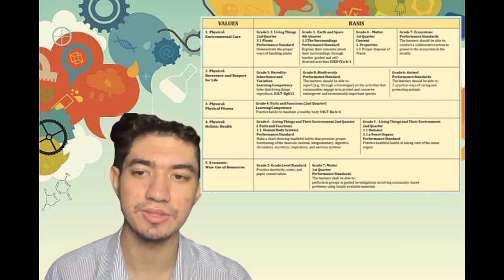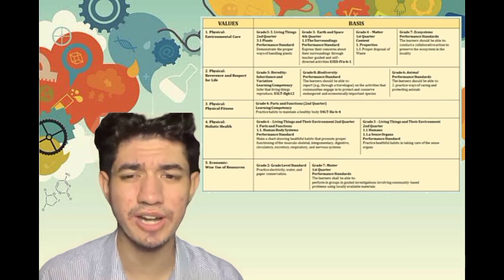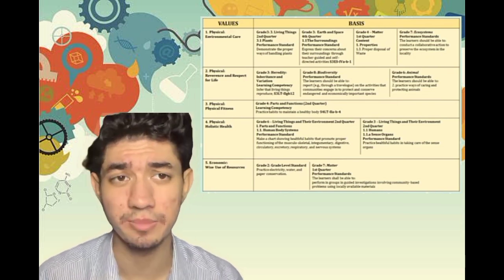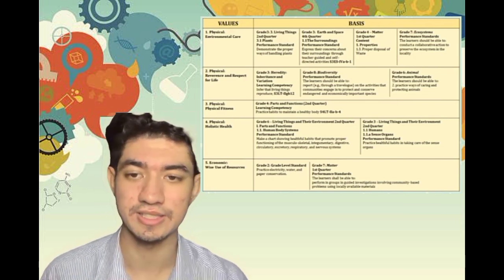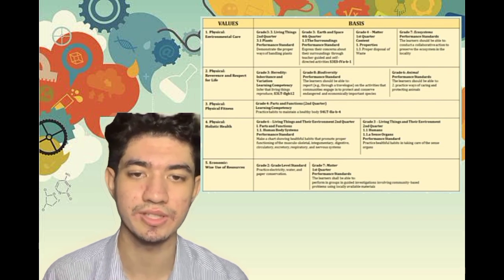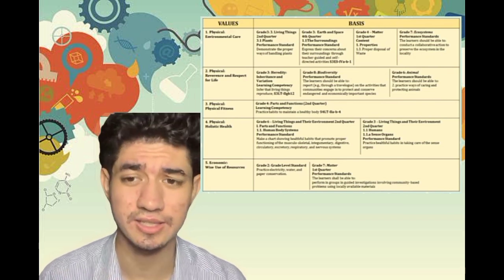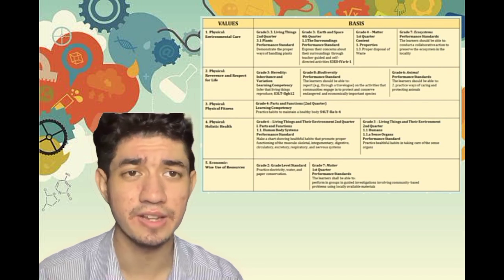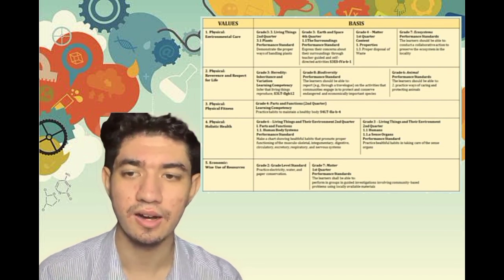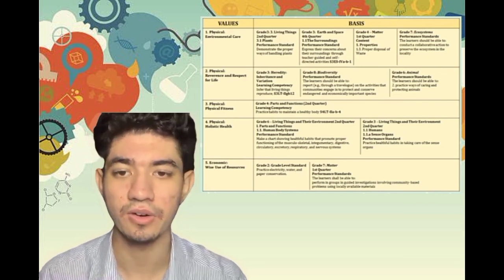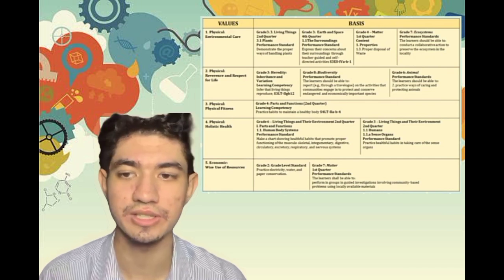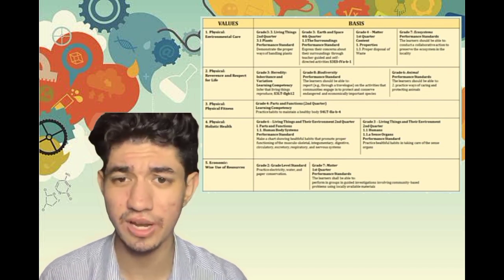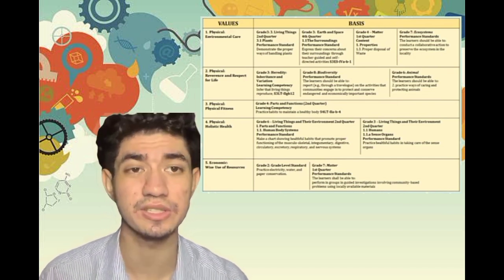In the basis, students are expected to practice habits of taking care of their body. Fourth is holistic health, wherein students are expected to practice helpful habits in taking care of their health fully. And lastly is the economic or wise use of resources, wherein students are to demonstrate how they conserve the resources that they have.